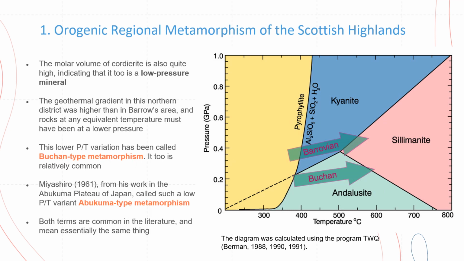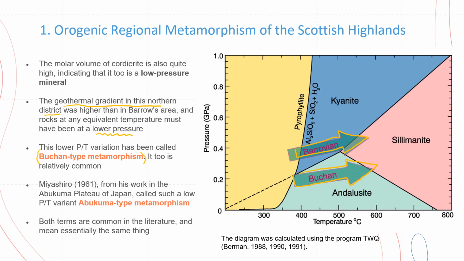So with the Barrovian sequence, we had the transition from kyanite zone to the sillimanite zone, but with our Buchan sequence, we have it at a lower PT variation where it goes from andalusite to sillimanite. And this is because the geothermal gradient in this northern district is higher than in the Barrow area, and the rocks at any equivalent temperature must have been at a lower pressure. So this particular low PT variation has been referred to as Buchan type metamorphism.